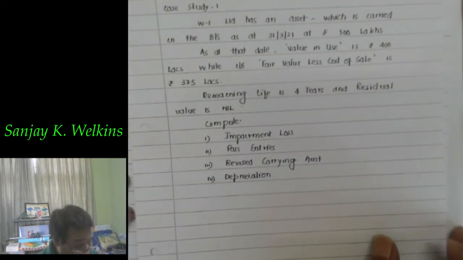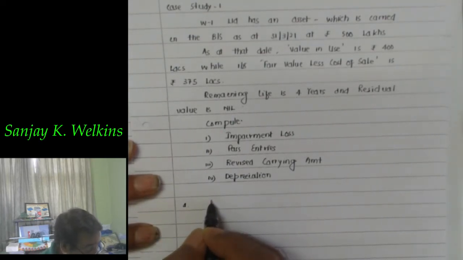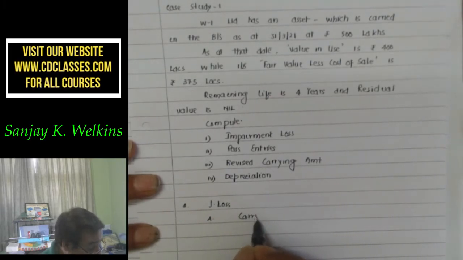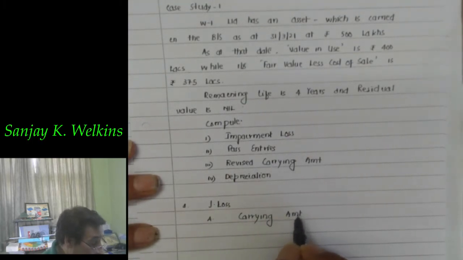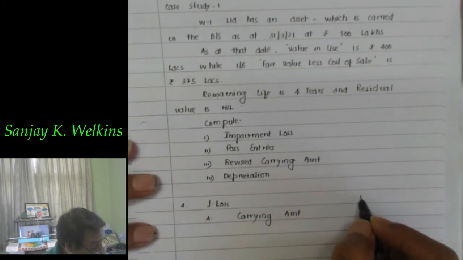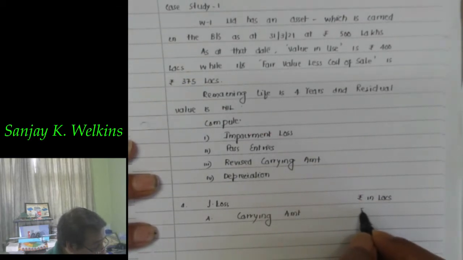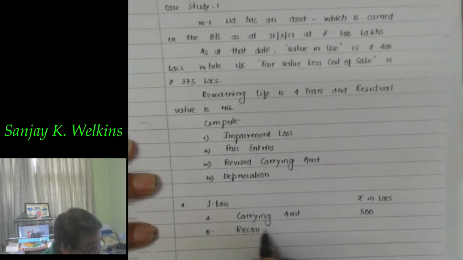Now we will do the solution. We want to compute the impairment loss first of all. In order to compute the impairment loss, we need a carrying amount, and the carrying amount is given to you already. Carrying amount of the asset is 500 lakhs. Now you will compare it with the recoverable amount.